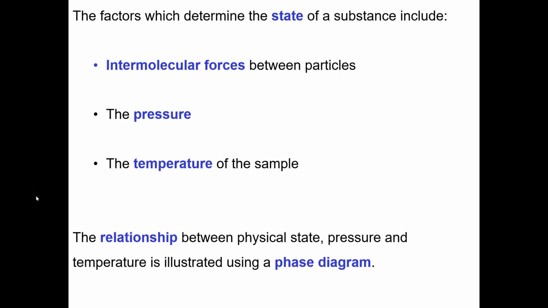Section 10.4 is concerned with the topic of phase diagrams. Phase diagrams describe how the phase of a sample of matter varies with pressure and temperature. So we have seen that the factors which determine the state of a substance include the strength of the intermolecular forces between particles, the pressure of the system, and the temperature of the system. A phase diagram is a way of indicating how pressure and temperature affect the physical state of a substance.